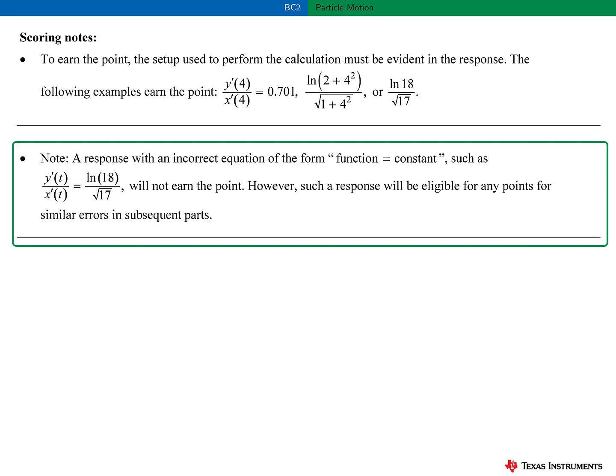A response that equated a function to a constant did not earn this point. Now, this seemed to be a common issue throughout the exam this year, and I'm not sure why. This means that the response cannot write an equation in t and equate this to a constant, even if it is the correct constant. This will not earn the point. However, the response will not lose any additional points in this problem for a similar error.